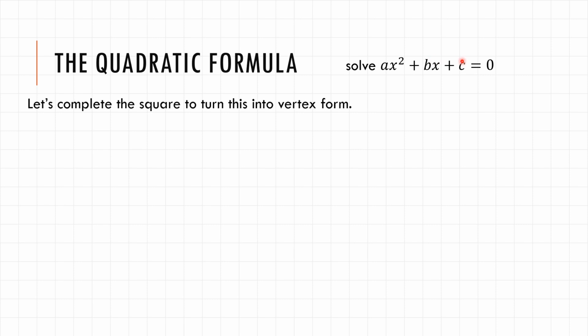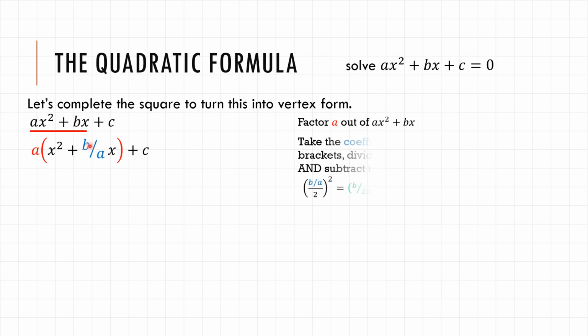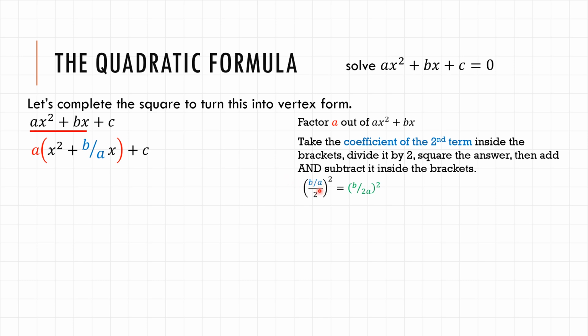The first step was, of course, to complete the square to turn this into vertex form, and that's not easy. This was our equation. Remember, to complete the square, the first thing we have to do is factor A out of the first two terms. So I have to divide both of them by A, and B divided by A is, I don't know what number it is, but I'll just express it as B over A. Then I have to take that number divided by 2 and then square it. Again, I don't know what it is, but I just have an algebraic expression that represents that number.